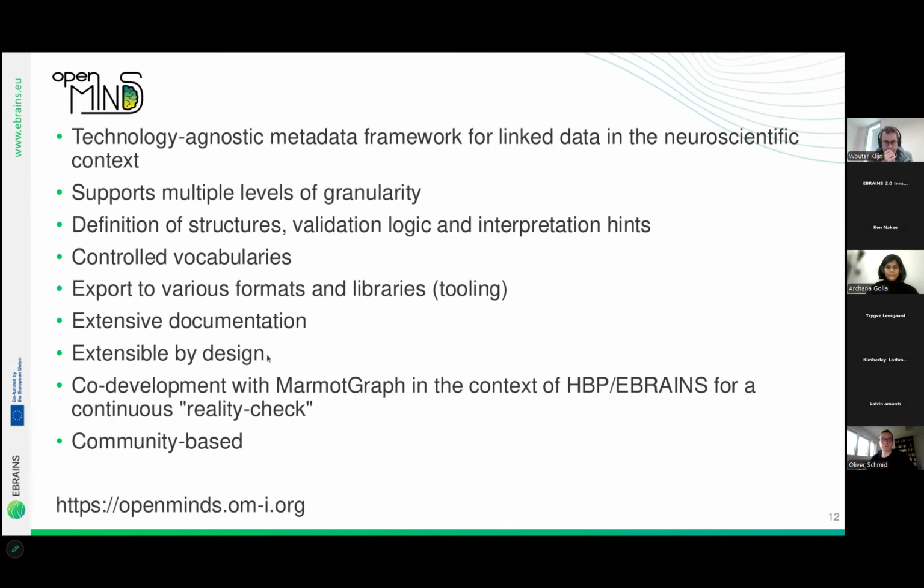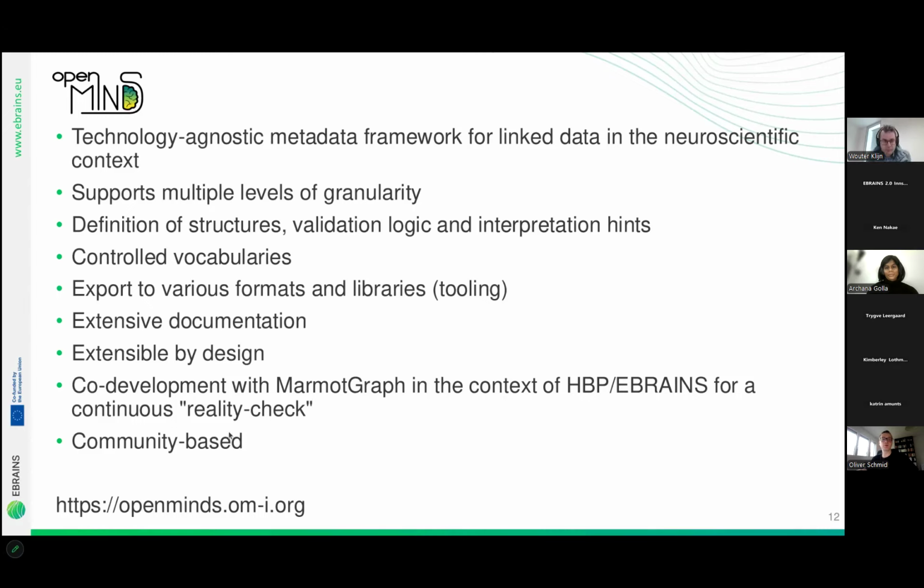One thing that we already saw in Trygve's presentation is that Open Minds has multiple components, so it's extensible by design. We've seen SANDS, which basically handles the spatial location in the brain. There are other modules like computational modules and so on. And here it's vice versa, right? The co-development together with the Marmot Graph always basically allowed it to do the reality check and ensured that it is actually applicable in a real world system.